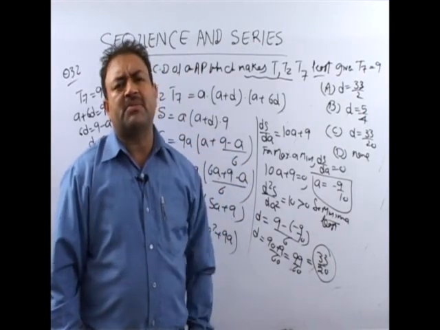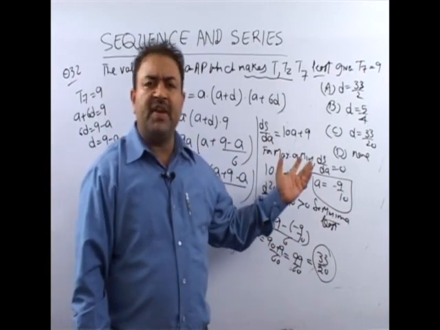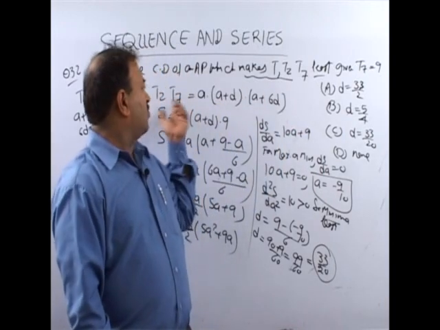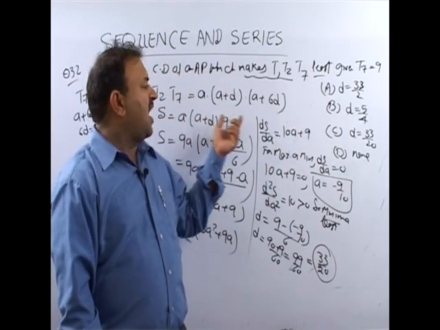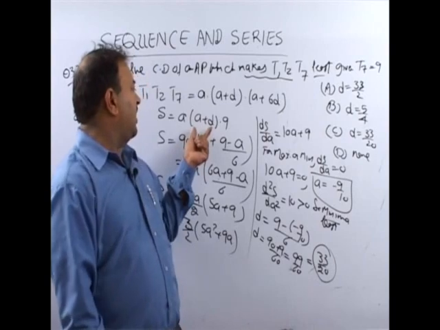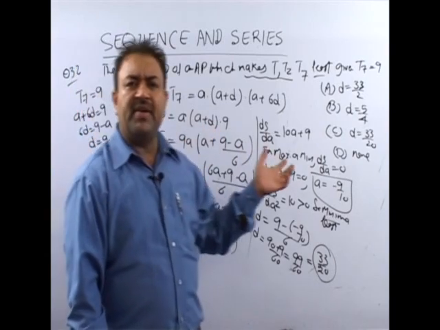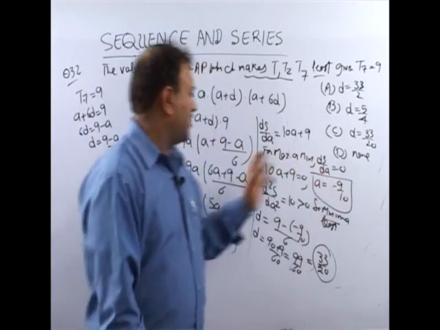And the condition for maximum and minima: we know that if the double derivative is positive, then S will be minimum. We have taken this as S. If the double derivative is negative, then it comes out to be maximum.